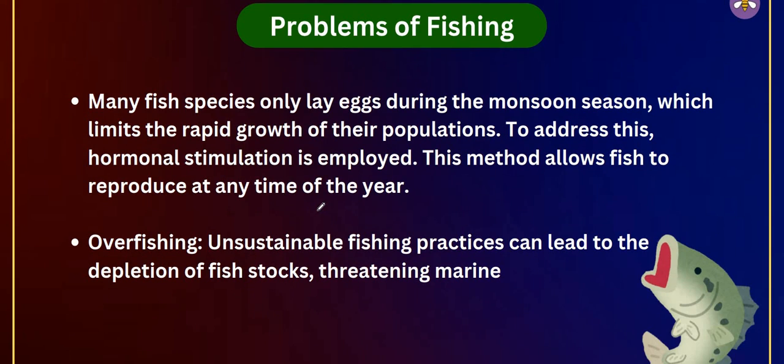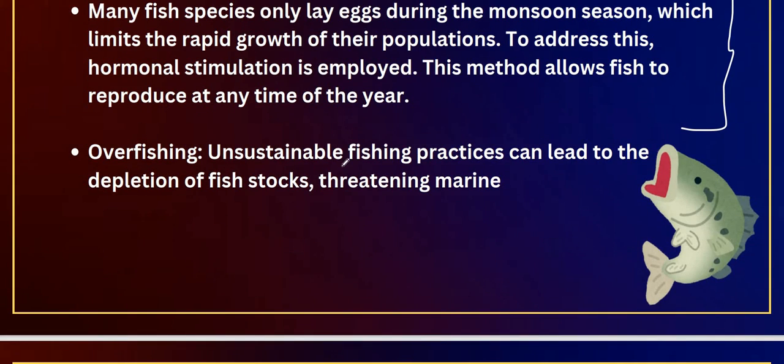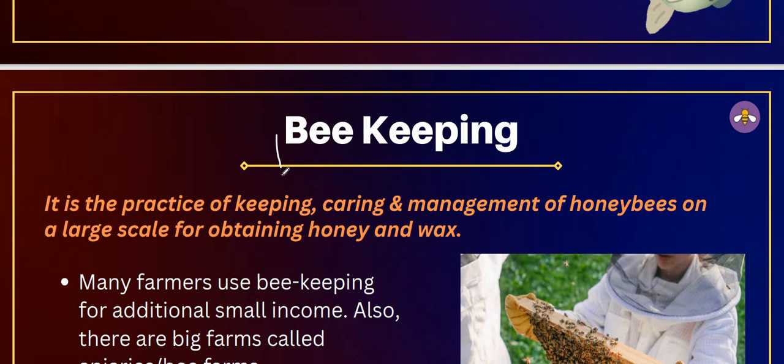Problem of fishing: many fish species only lay eggs during monsoon. That is called, oh my god, breeding time. I forgot the term. Fish breeding is something like this only, which limits rapid growth. To address this, hormonal stimulation is employed. This method allows fish to reproduce at any time of the year. Mostly they breed during rainy season only. Overfishing: unsustainable fishing practice can lead to depletion of fish stocks, threatening marine life.